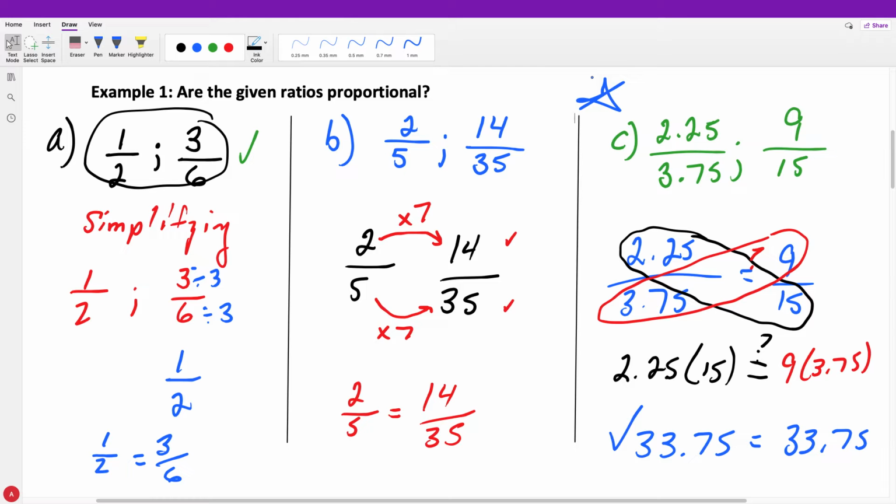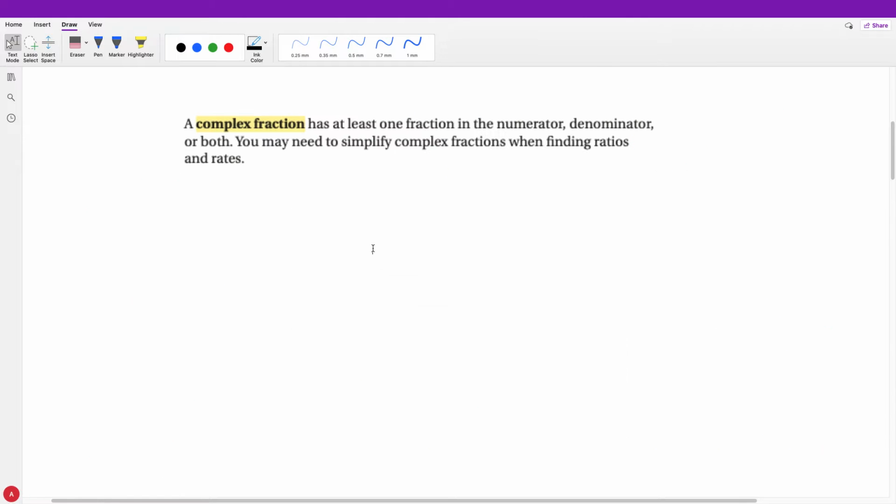All right, so now the last thing we're going to do in this video is just real quick go over what a complex fraction is and how we can go ahead and solve a complex fraction. Before we go into any examples of how to simplify complex fractions, let's first talk about what they are. A complex fraction is a fraction that has at least one fraction within the numerator, the denominator, or both.